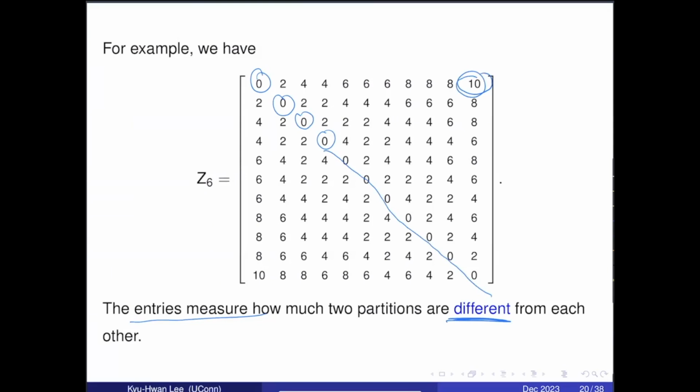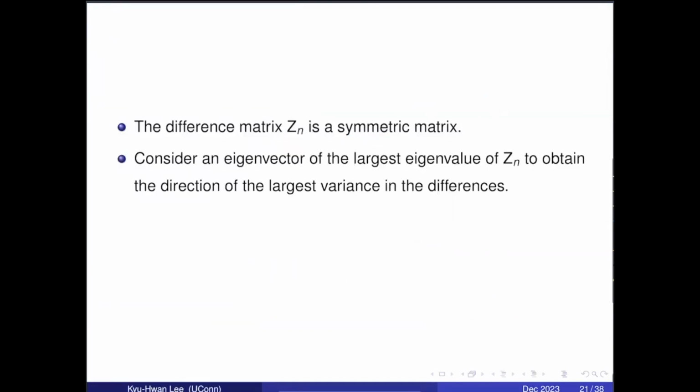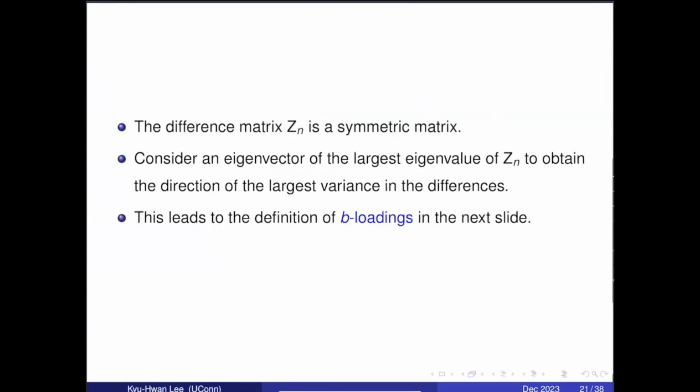Okay, that's the idea. And then for this symmetric matrix, again, we consider an eigenvector of the largest eigenvalue, because that eigenvector will give us the direction of the largest variance. So that's the idea. Again, the difference matrix is symmetric, and we consider an eigenvector of the largest eigenvalue. Then that will lead us to the definition of B loadings.